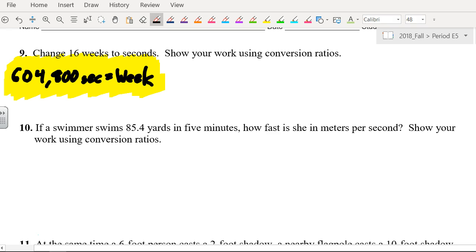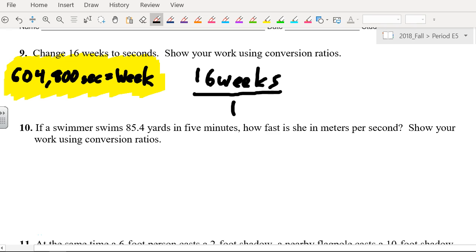All right. So, who wants to try it now? Brady. Yeah, so since there's 16 weeks and there's 600. You need to show your conversion ratios. So what are we given in the problem? 16 weeks. So, do you remember what to write when we're using our conversion ratios? No, we're just going to put it over 1.